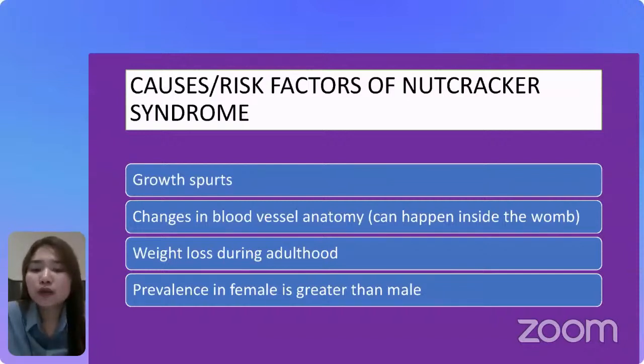The causes and risk factors of nutcracker syndrome. The number one factor is a change in blood vessel anatomy, and it can happen inside the womb, or with weight loss or growth spurts. The prevalence in females is also greater than in males. Teens are usually much more prone to nutcracker syndrome.